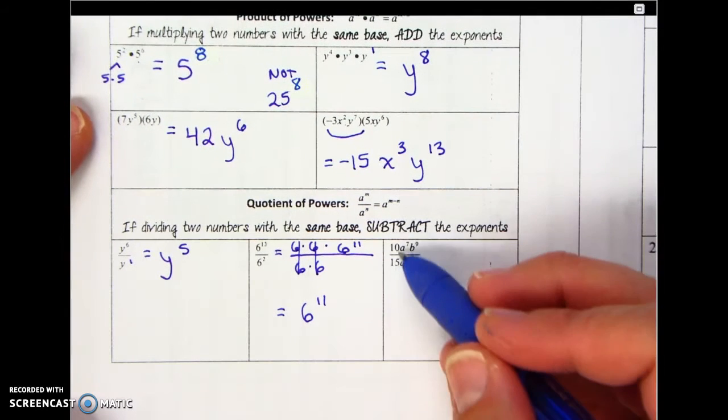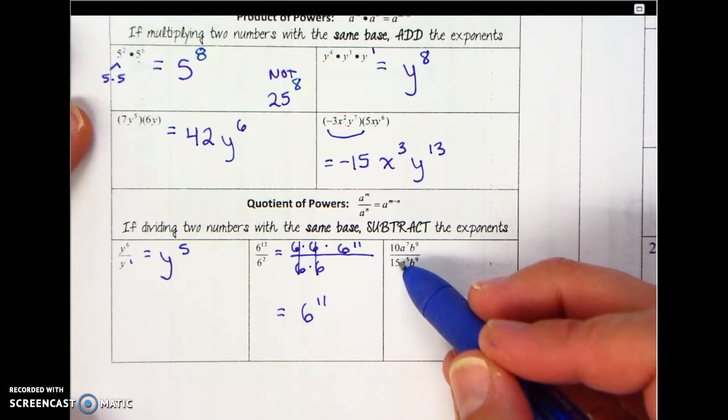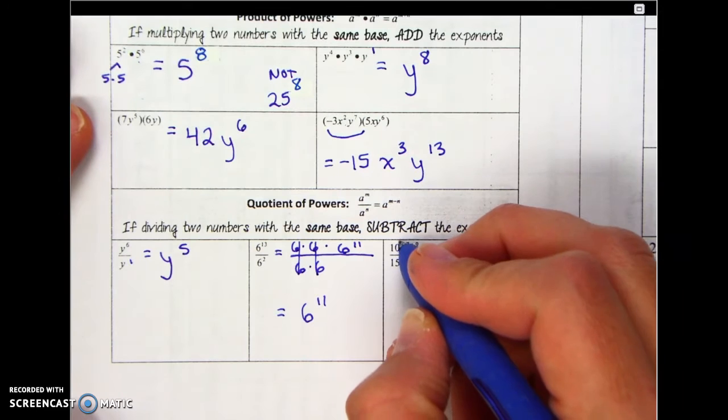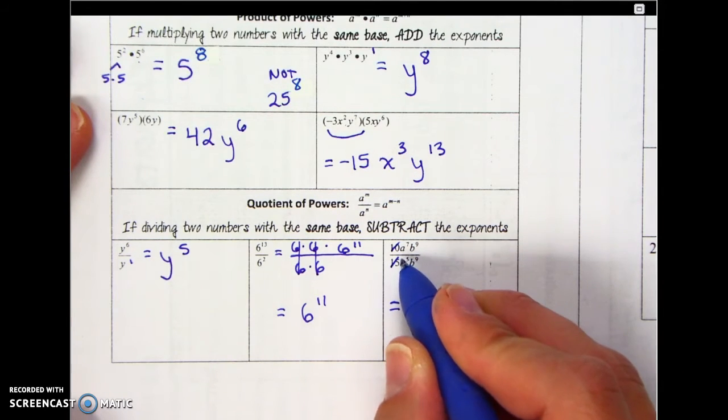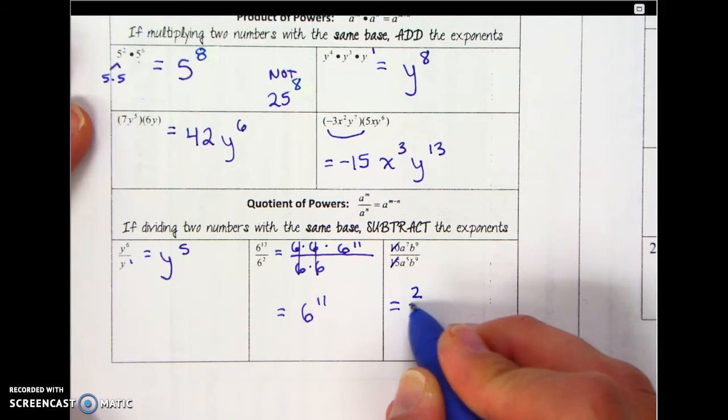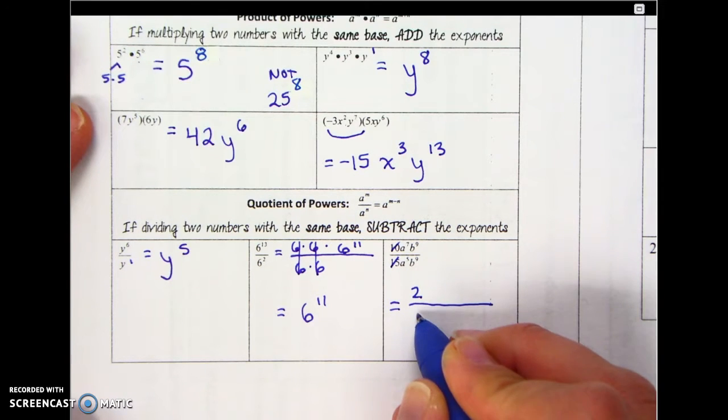Okay, what about this? 10 and 15. Are we going to subtract those two numbers? No, we're going to divide. So 10 over 15 divides each by 5. So 10 divided by 5 is 2. 15 divided by 5 is 3.